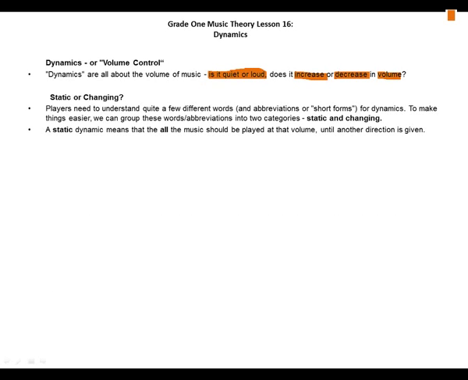A static dynamic means that all the music should be played at that volume until another direction is given.